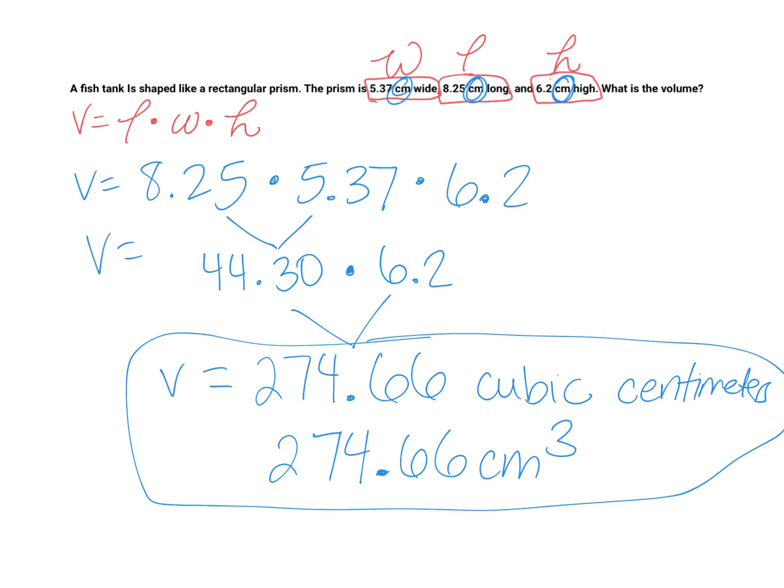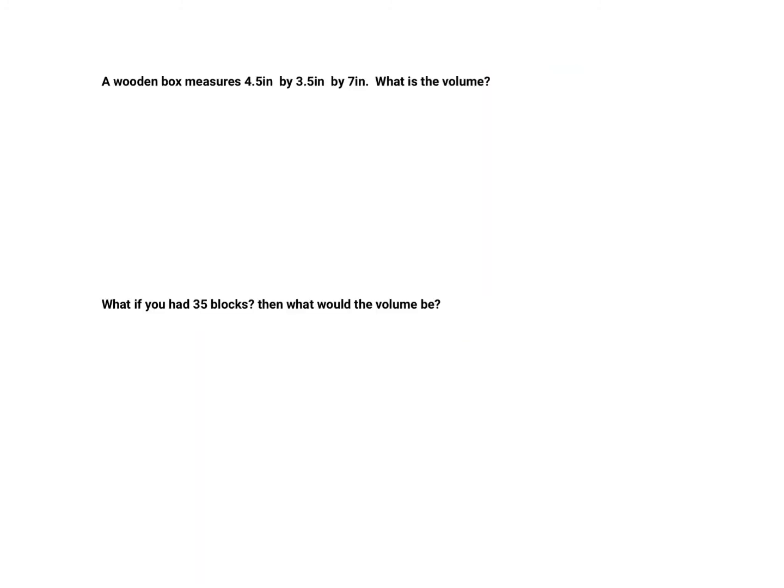So even though we had a word problem here, we were still able to deconstruct that word problem and put it into our formula. Let's try another word problem with a challenge attached to it. A wooden box measures 4.5 inches by 3.5 inches by 7 inches. What is the volume? Now in this problem, we are not given which one is the length, which one is the width, and which one is the height.